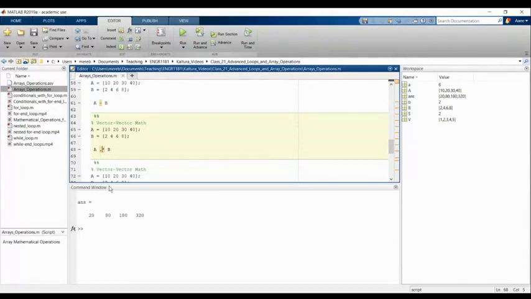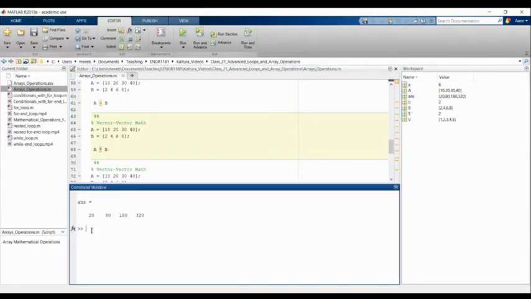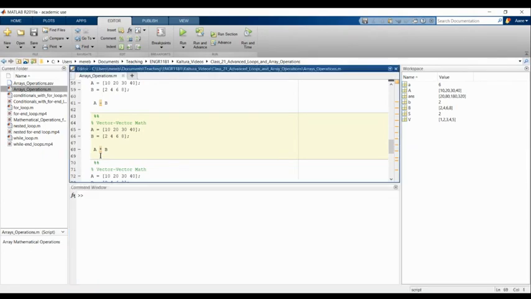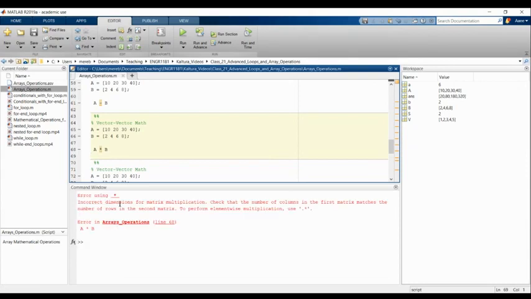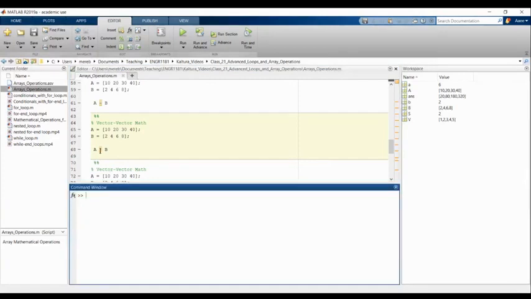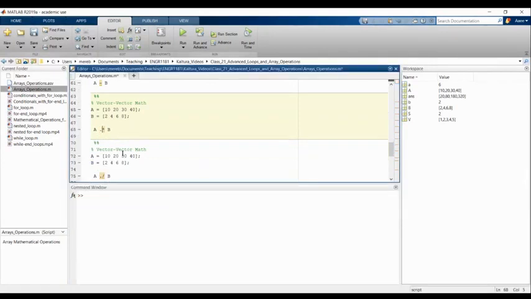And again, if you forget to put the dot, then that will give you an error. If you multiply them straight, it will not work because, as I said, if you do the matrix multiplication, the number of columns for the first should equal the number of rows for the second. So that will not work. So let's run it. And you get the error message again. Make sure to include the dot there.